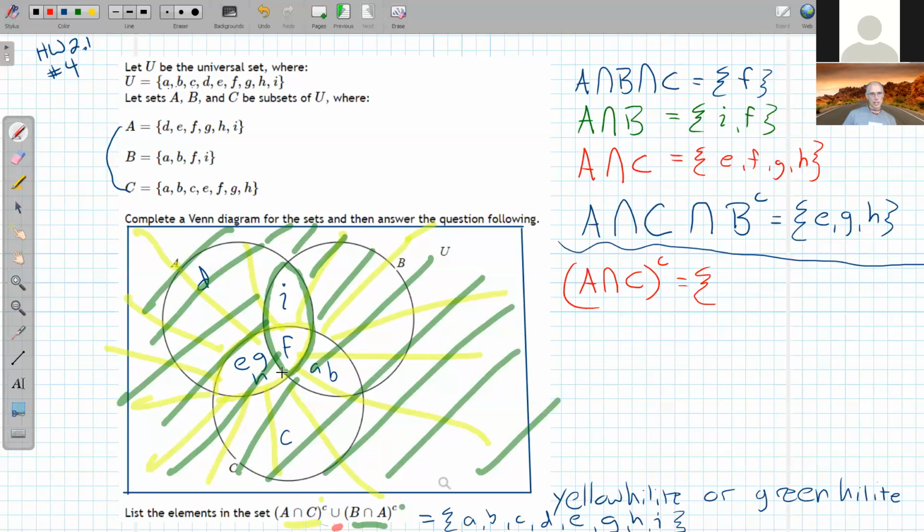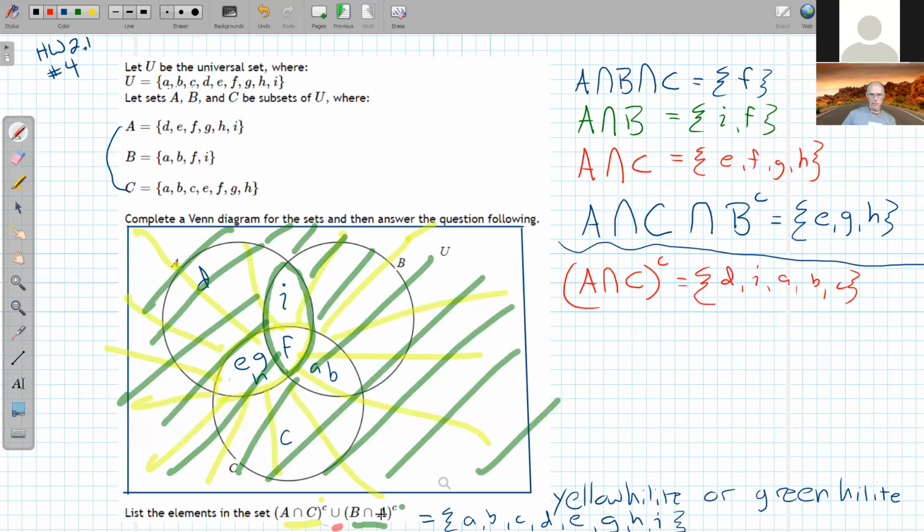So this is A intersect C right here. I want everything outside of that. Okay, so everything outside of that crescent, that football-type shape, would be the D, the I, the A, the B, and the C. So I just started here and went around. D, I, A, B, C is everything outside of that shape right there.